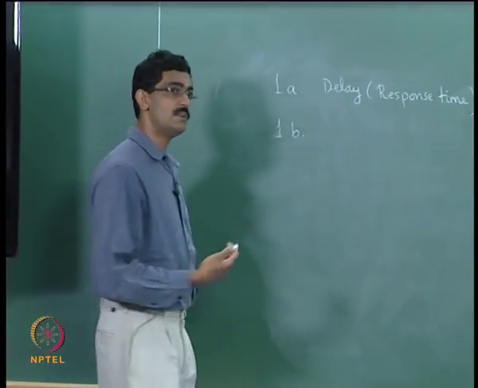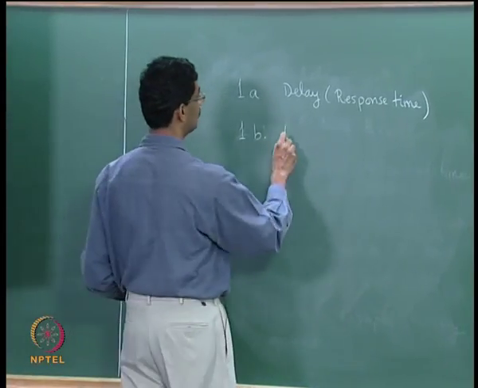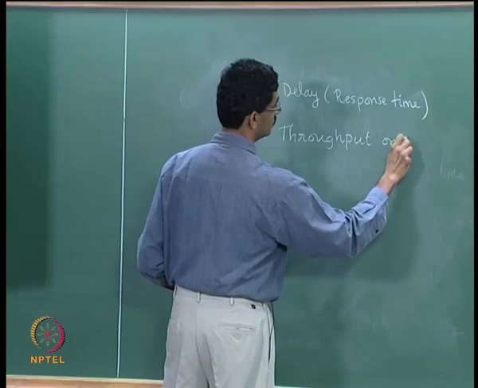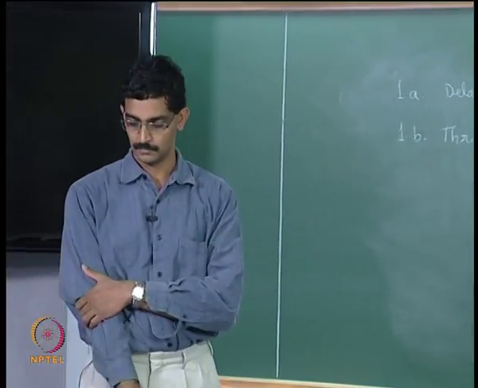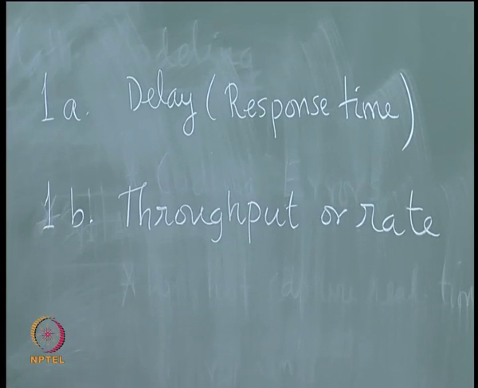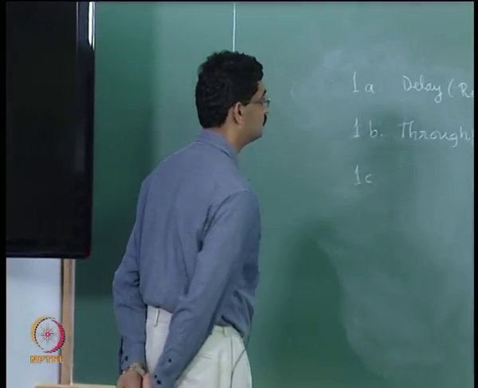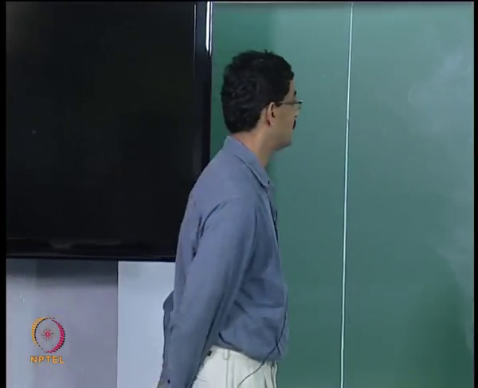Then from the system perspective, I would like to know how many packets per second I am able to deliver. That represents the capacity of the system. So that is usually throughput or rate, in terms of service requests per second, that is to be captured.